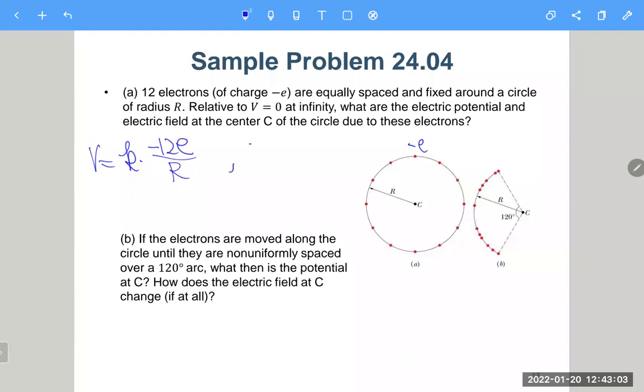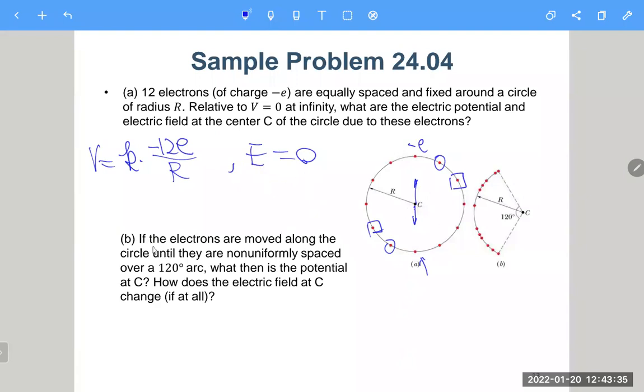And for the E field, it should be zero, because this one will generate an E field pointing upward, and this one will generate an E field pointing downward. So for opposite positions, the electrons will generate E fields that cancel, and so will the other ones. This one and this one will cancel, this one and this one, and so on and so forth. All of the E vectors will cancel. So E equals zero for part A.